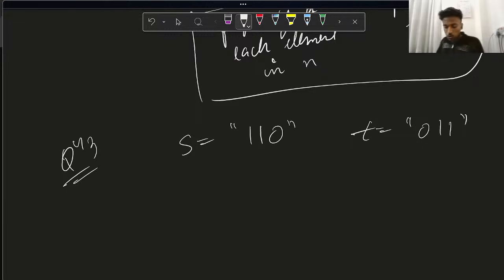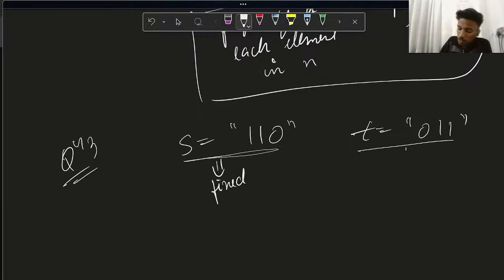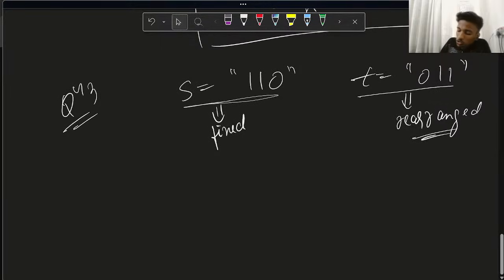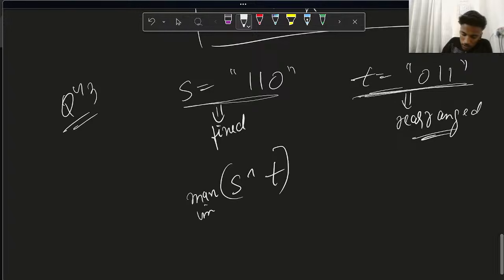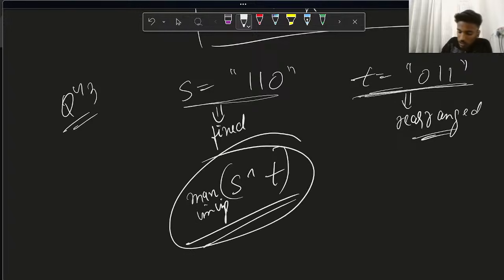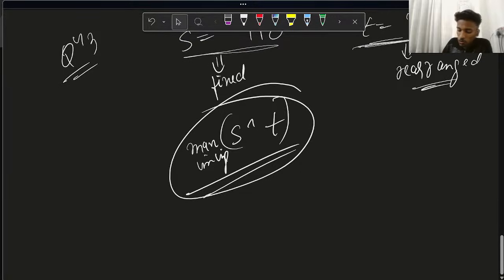Now, what you need to do is, the string s remains fixed, and t can be rearranged however way you like. So you need to simply tell us, after rearranging t, what is the maximum s XOR t you can get? You have to maximize s XOR t. Okay, this is what you want to do.